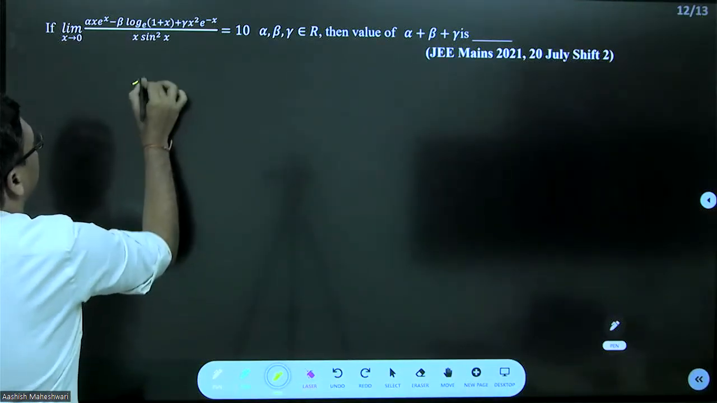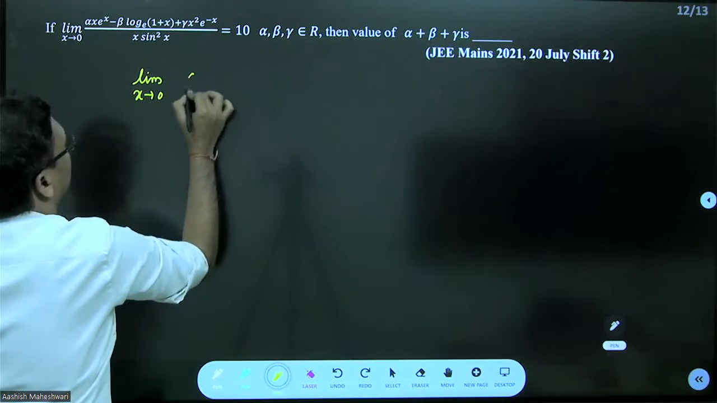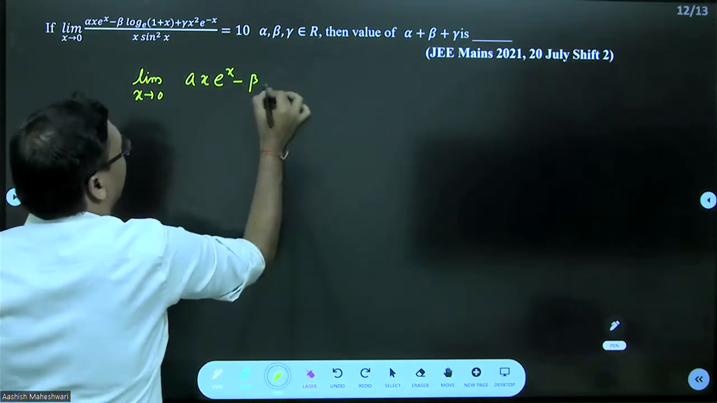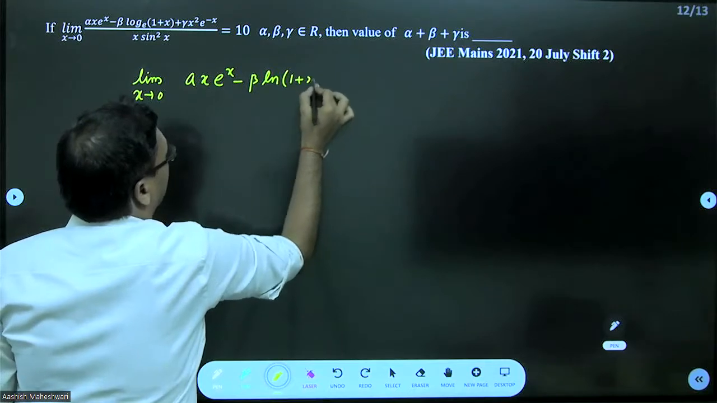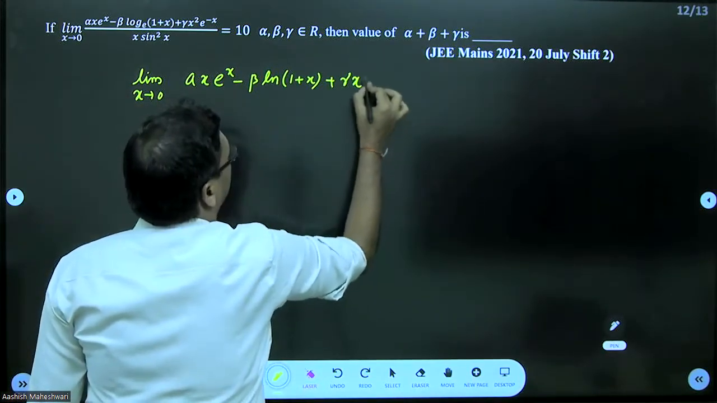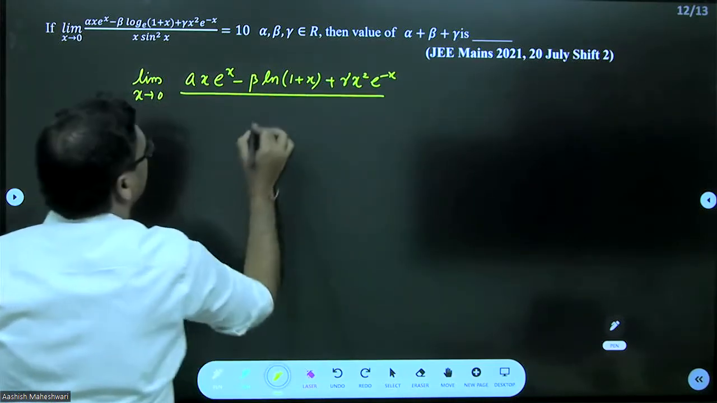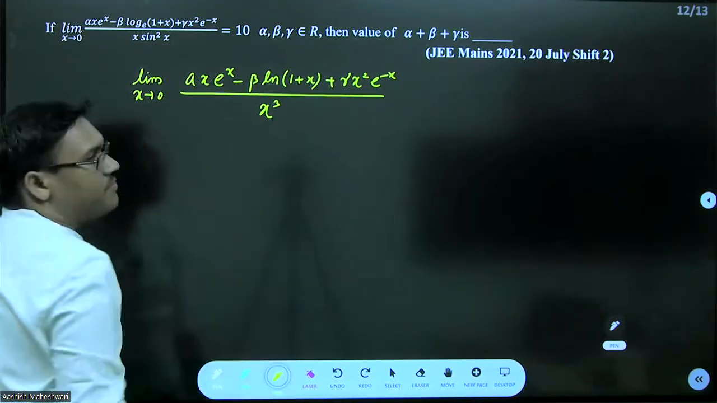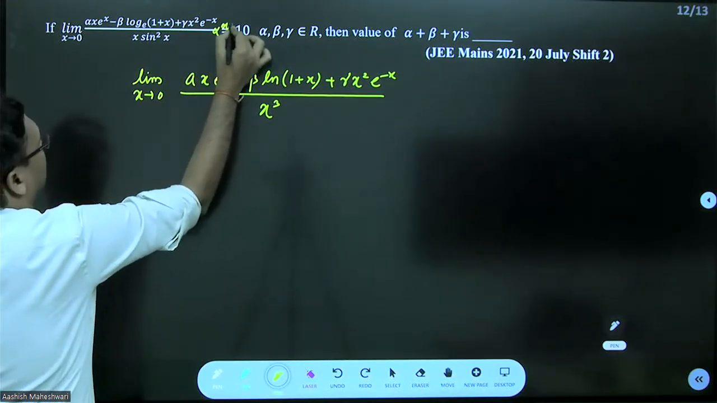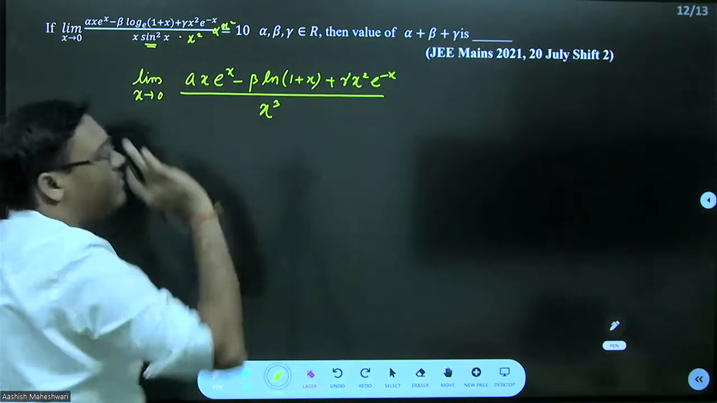Again, logically think, this is limit x approaches 0. So first I'll try to reduce this. This is alpha x e to the power x minus beta ln of 1 plus x, plus gamma x square e to the power minus x, upon, can you say this is x cube now? Why x cube? Multiply and divide by x square here, so sin square x by x square will become x cube.